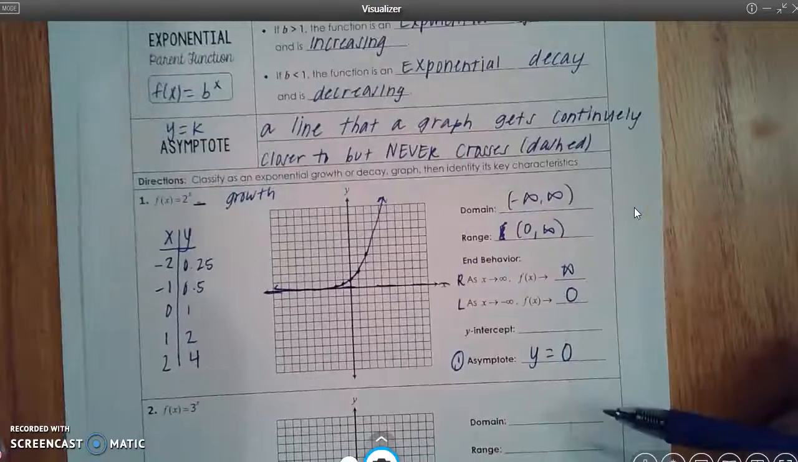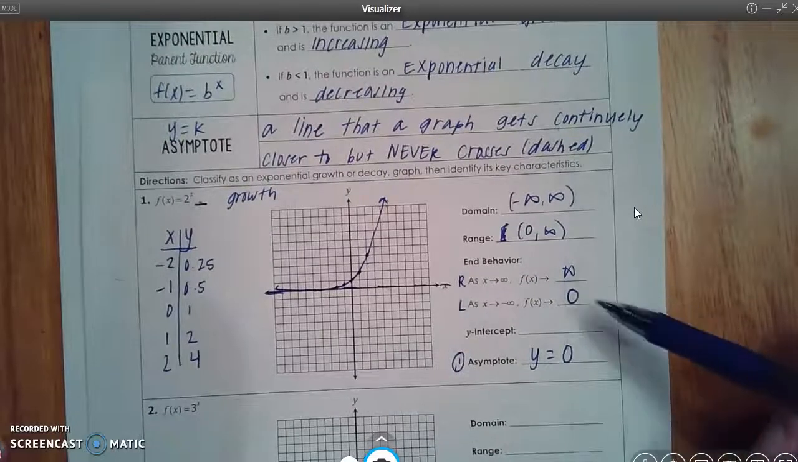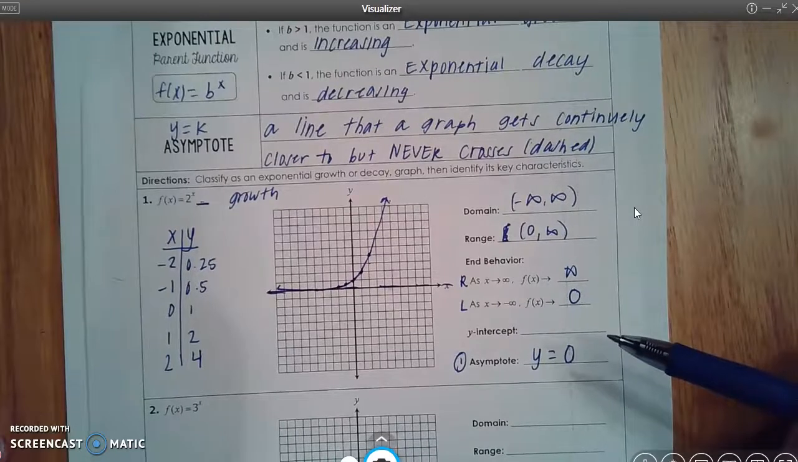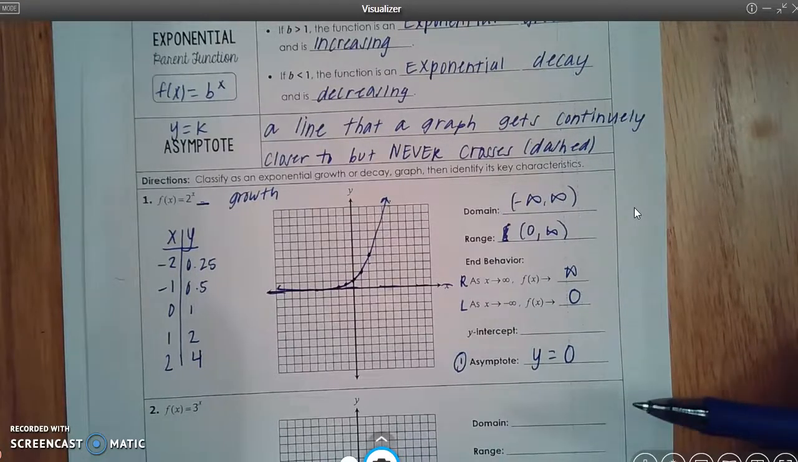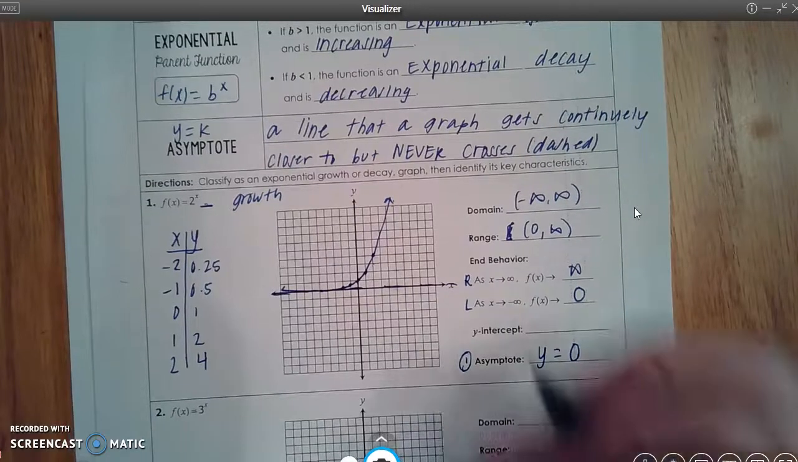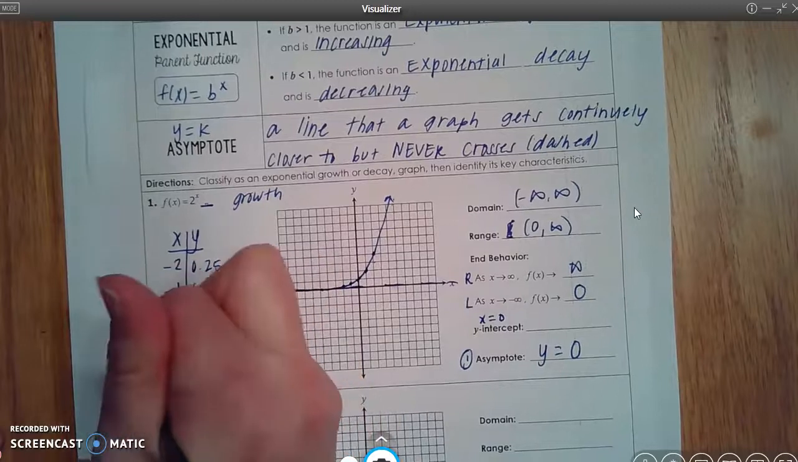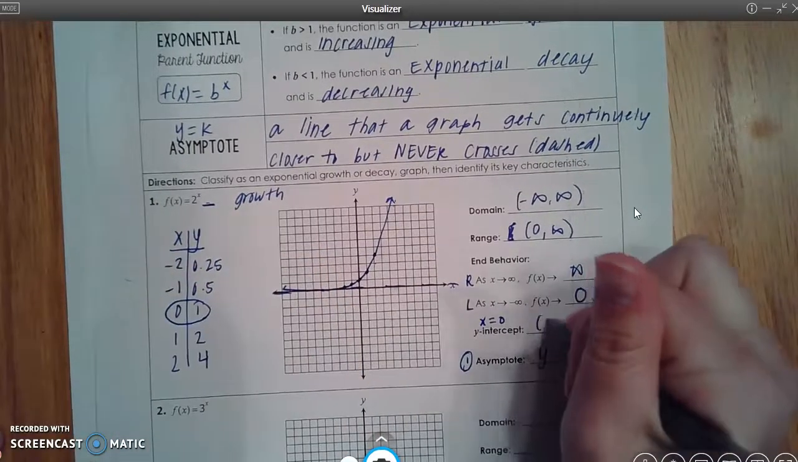So end behavior will always have one infinity sign and then the asymptote. These will change depending on the function that you have, but you should never have two infinity signs. Last but not least, you have to find your Y-intercept. Your Y-intercept is when x is equal to 0, and you should usually be able to find it in your table of values. So in this case, my Y-intercept is 0.01.